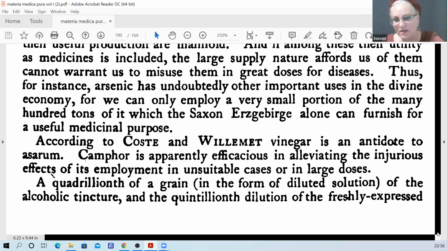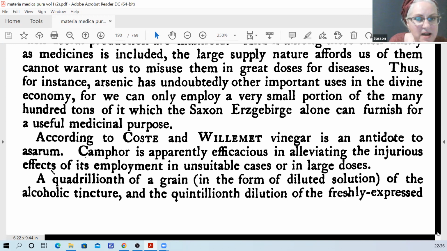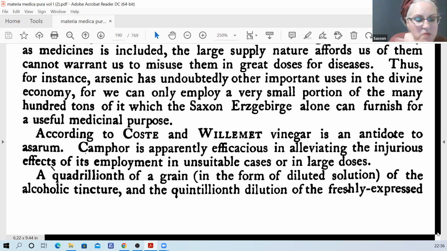Now, this is not well shown here with the Asarum and vinegar, because he's only saying according to Coste and Willemay, vinegar. But in general, before each proving data, he will give us the modifiers of the action of too strong a dose of medicine according to its type. So there are oftentimes a number of different options, and we need to ask specifically what somebody's aggravation is so that we can apply the appropriate remedy as needed.